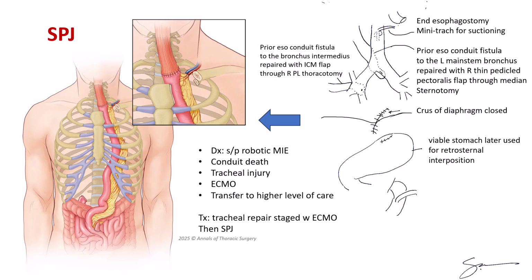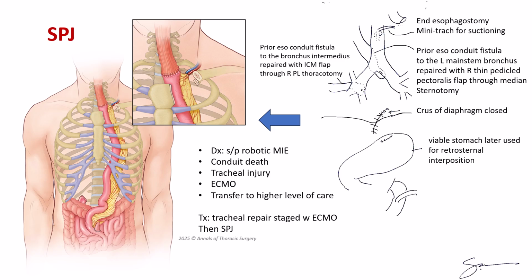This is another example of a patient who underwent long segment supercharged pedicle jejunum. However, this patient was referred to me from Colorado. He had a prior esophageal conduit necrosis that resulted in fistula to the bronchus intermedius on the right that was repaired with an intercostal muscle flap through a right posterolateral thoracotomy.